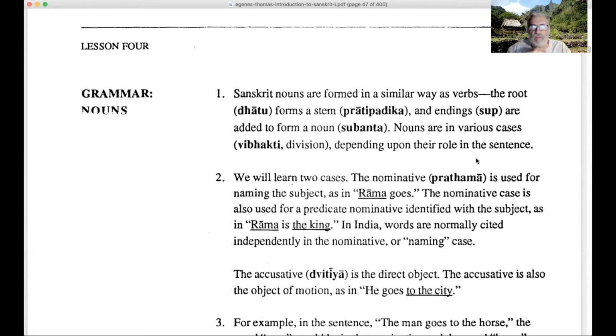So if I say to somebody, I would like you to conjugate the verb gam, which becomes gacch in the present indicative tense, lat, right?